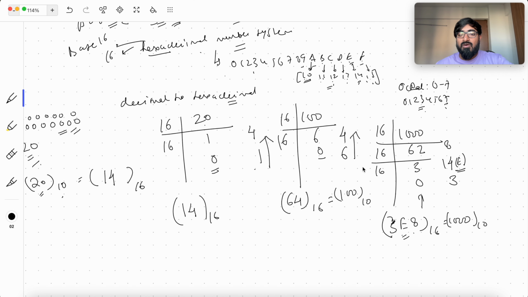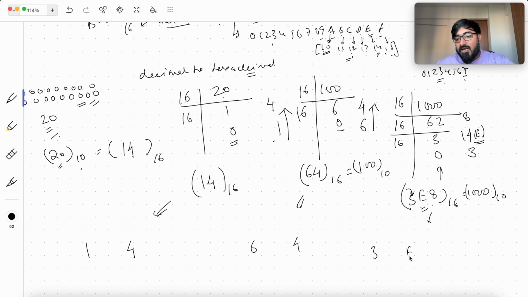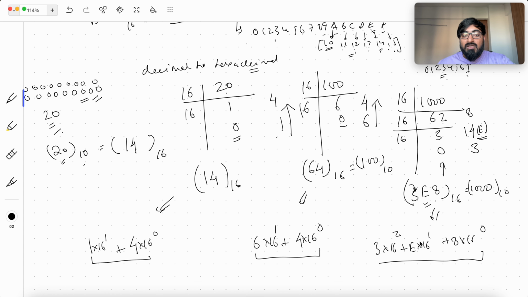If you want to do the reverse, that is hexadecimal to decimal, the process is standard: you place the digits separately. For this you do 64, for this you do 3E8. Since you're converting from base 16, you need to multiply the digits by 16. In each set of digits, from right to left, give 16 to the power of 0, incrementing it by 1 each time. So this is 2, and add all of them. This will give us the corresponding decimal value.